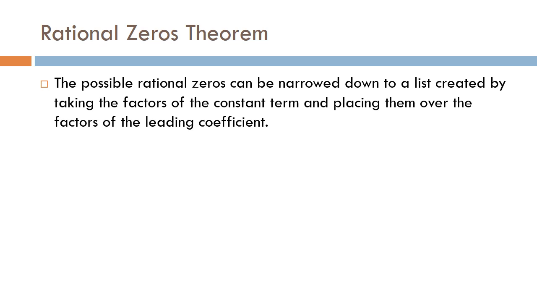Now, the possible rational zeros can be narrowed down to a list created by taking factors of the constant term and placing them over factors of the leading coefficient. This is something we did last year. I called it making the list. So you're going to create a list of possible rational zeros. If you don't have this list, then the zeros could be anything in the world. But this list narrows it down considerably from having an infinite number of choices for rational zeros to a much, much smaller number of choices.